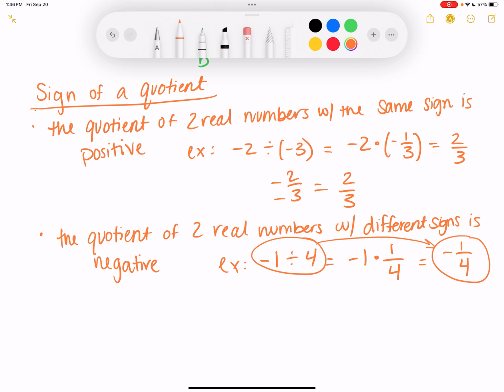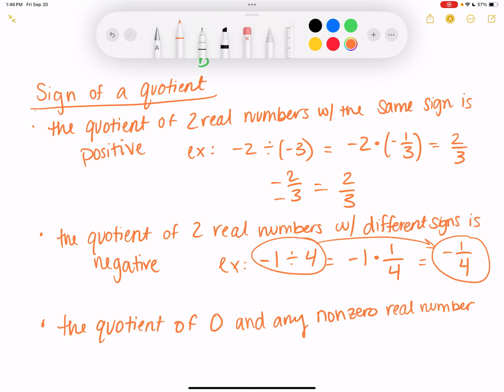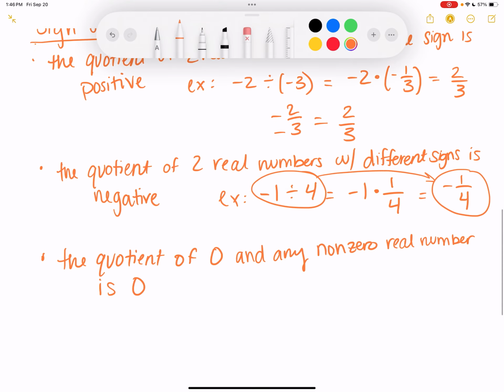And then the last thing for notes, the quotient of 0 and any non-zero real number is 0. So this would be like 0 divided by 5. That's going to be 0 because it's the same thing as 0 times 1 over 5. And 0 times anything is 0.